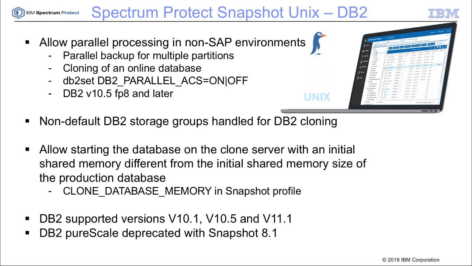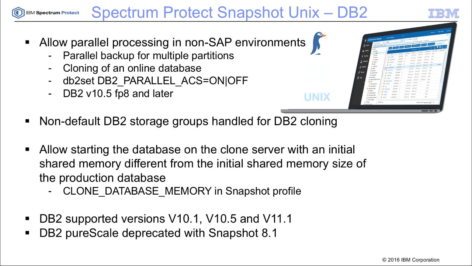DB2_PARALLEL_ACS. And as you can see, it's supported at version 10.5 FixPack 8 or later. Earlier versions of Spectrum Protect Snapshot for UNIX did not support using non-default DB2 storage groups. And now in version 8.1, we do support non-default DB2 storage groups for DB2 cloning.